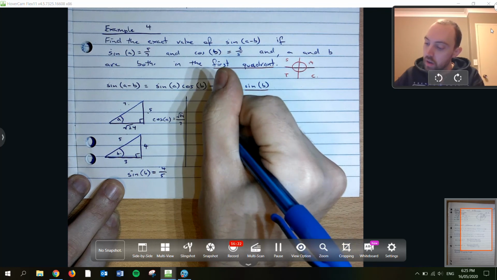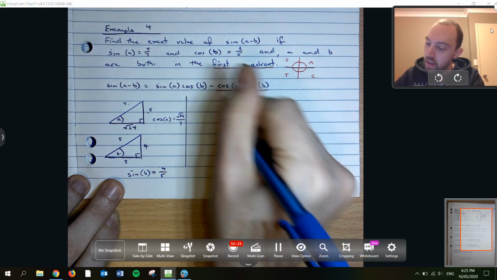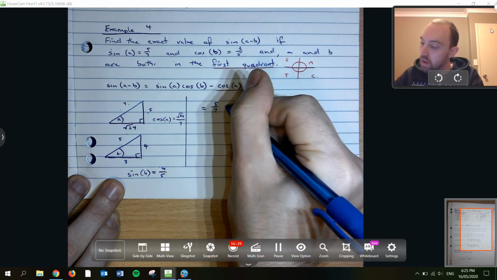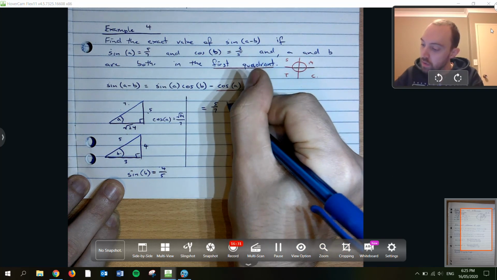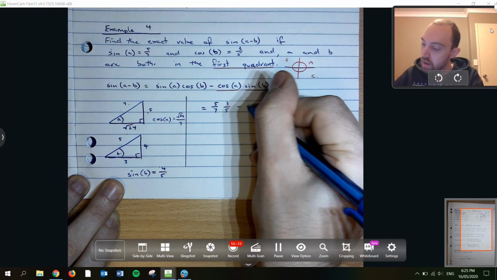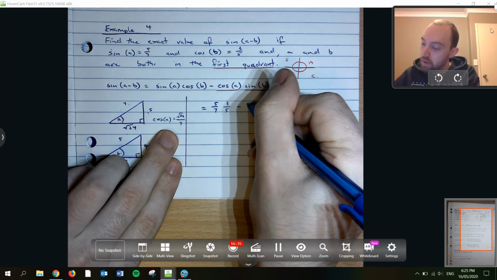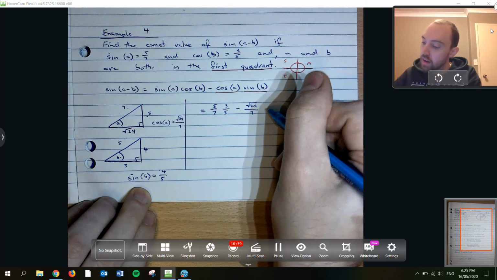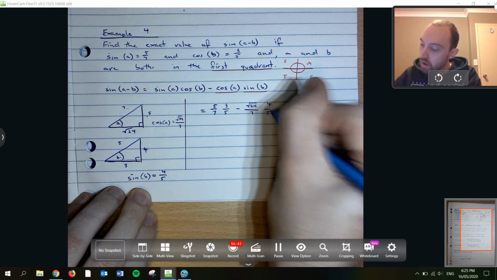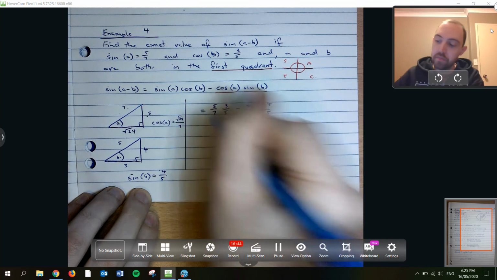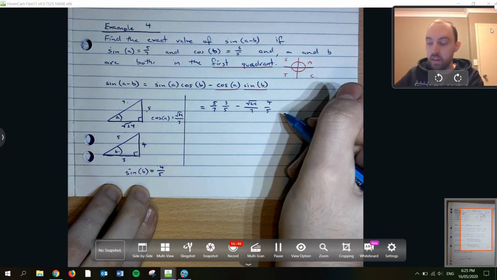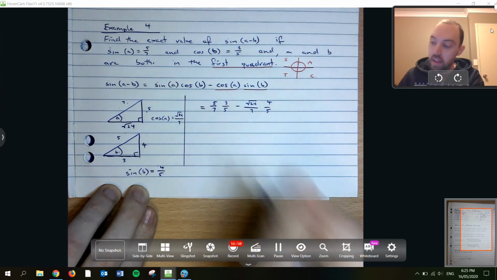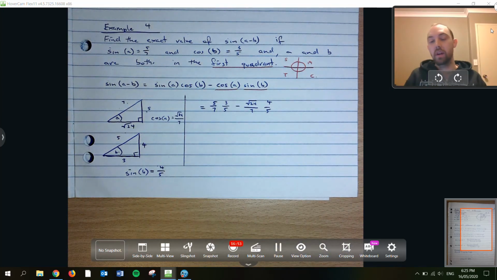So sine of A is 5/7. Cos of B is 3/5. Take cos of A, which is root 24 on 7, and sine of B, which is 4/5. At that stage, I'd probably use a calculator, which I'm sure I can let you guys do. And that's the end of our examples for today.